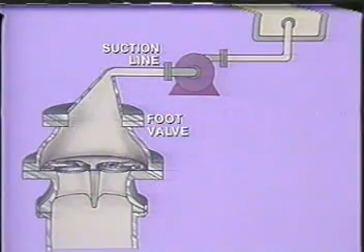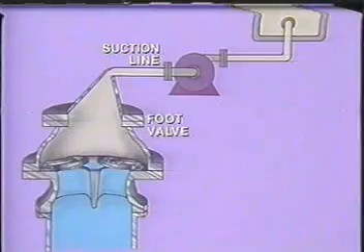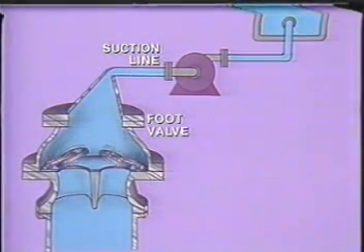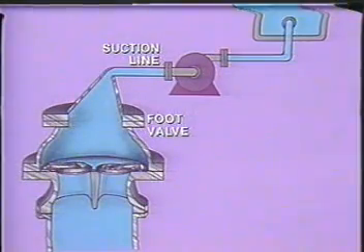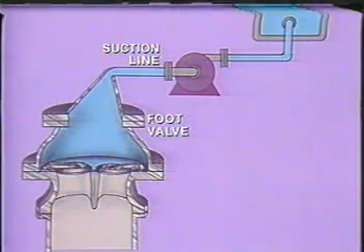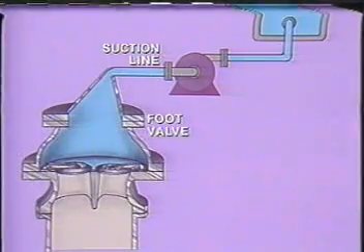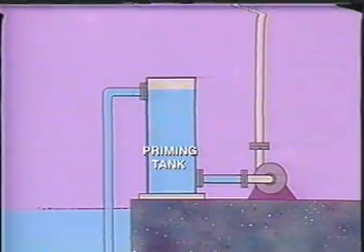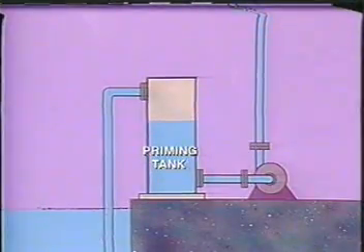Some systems have a foot valve installed at the bottom of the suction line. The foot valve is basically a check valve which opens one way. When the pump is stopped, the foot valve closes to prevent the liquid from flowing back into the tank. If the valve doesn't leak, the pump will always be primed. Other systems may use a priming tank between the suction and the pump. As the liquid in the tank is sucked out by the pump, a partial vacuum is created. The liquid in the reservoir is then forced into the tank by atmospheric pressure.